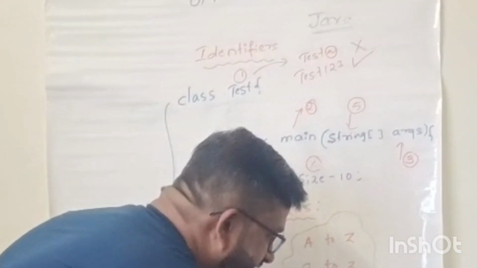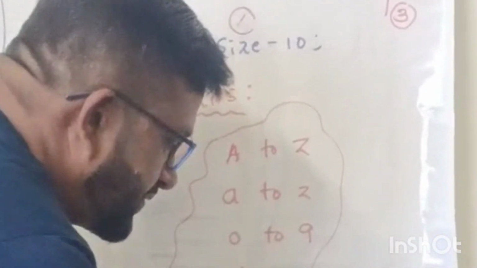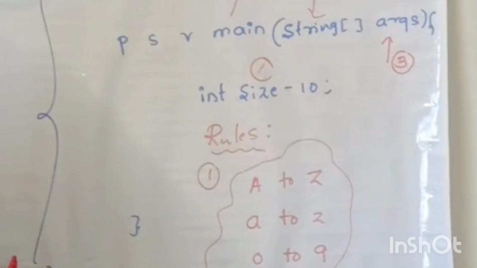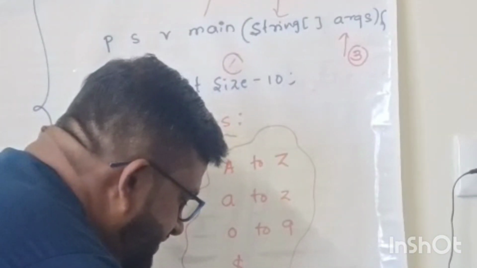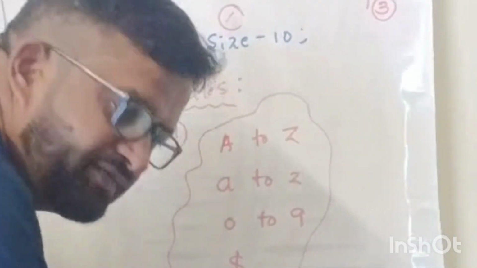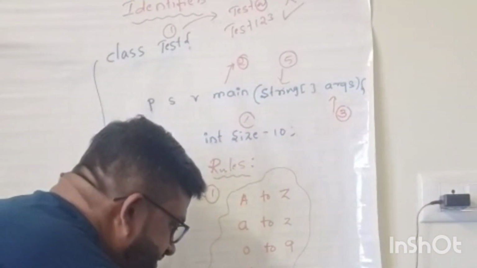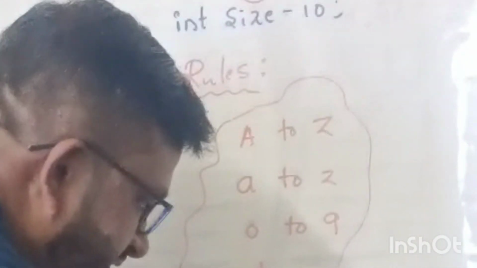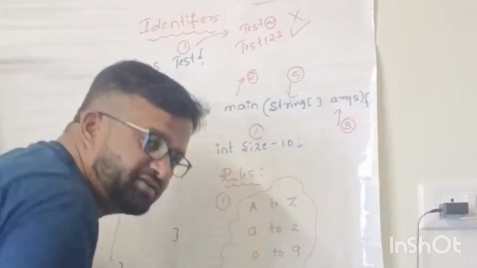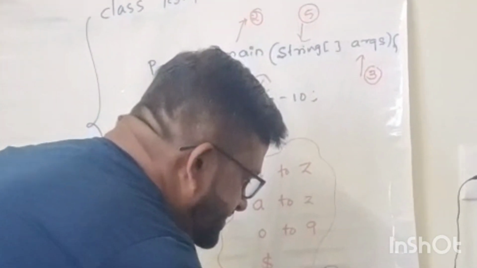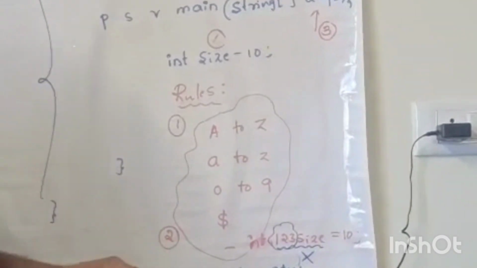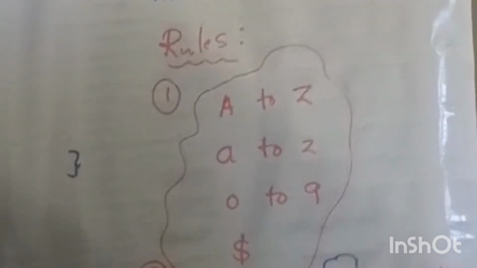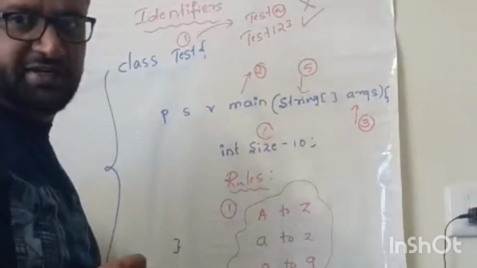For example, I will create a class 0test. This is invalid. If I create test$, perfect, this is valid, there is no issue at all. $test is also perfectly fine. _test is also perfectly fine. But don't start with a digit. This is the second rule.